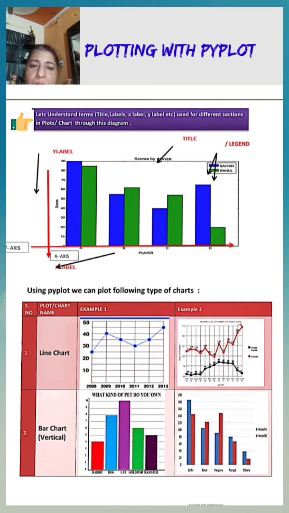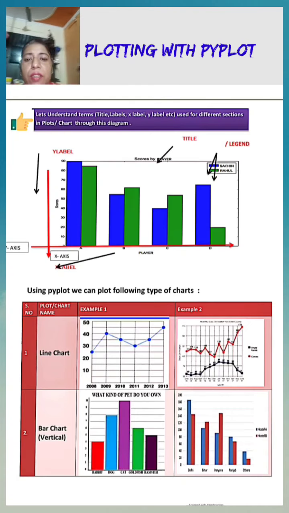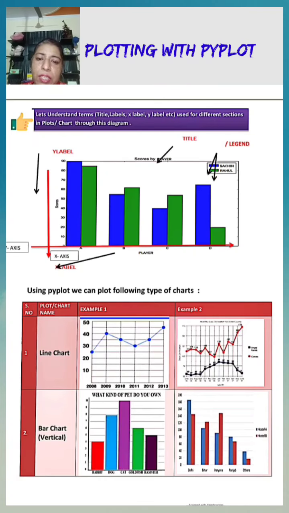Now you can see the labeling of the chart, like we have x-axis in this diagram, we have y-axis. X-axis is the horizontal axis, y-axis is the vertical axis, and x labels you can see. X label, you can see player is the x label.